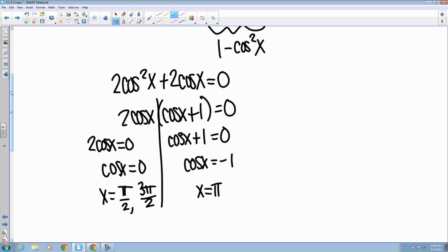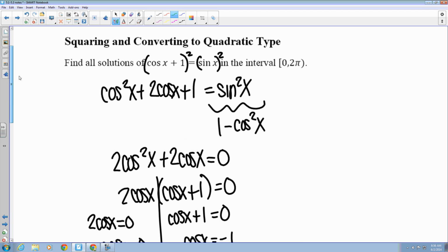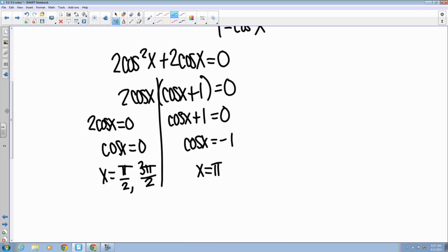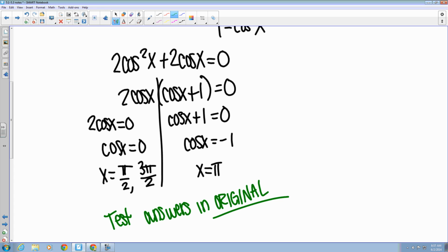And the extra step here, since I had to square both sides, okay, this is a special kind of problem. When I have to square both sides like that, I need to test all 3 of my answers in the original to ensure that they all work. When I do that, 3 pi over 2 does not work. So my answers are just pi over 2 and pi. So you have to test your answers in the original when you square both sides like that.